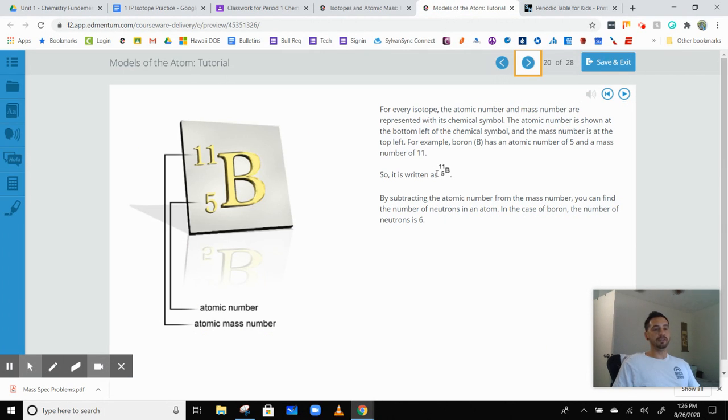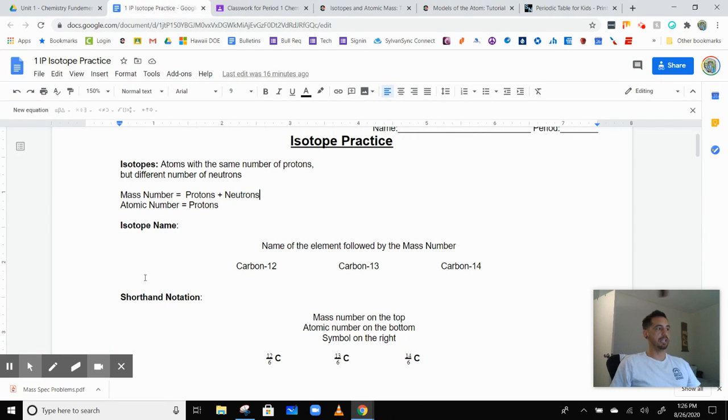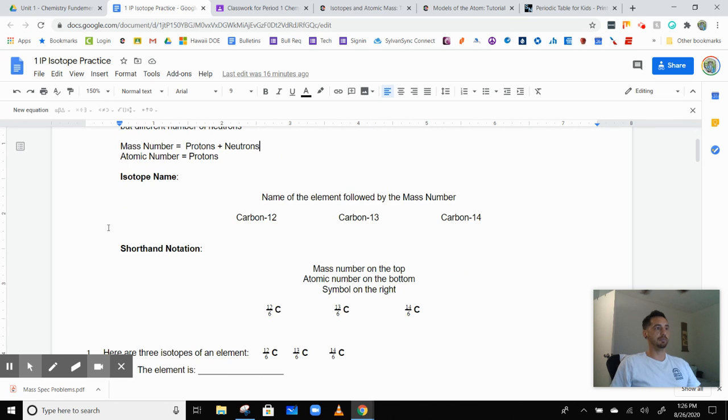So there's a couple different notations to write and describe a specific isotope of an element. This is just one way. In the isotope practice worksheet, I gave you a little bit of a rundown here. One way to do it is by writing the name of the element followed by the mass number. So the mass number is the number of protons plus the number of neutrons.